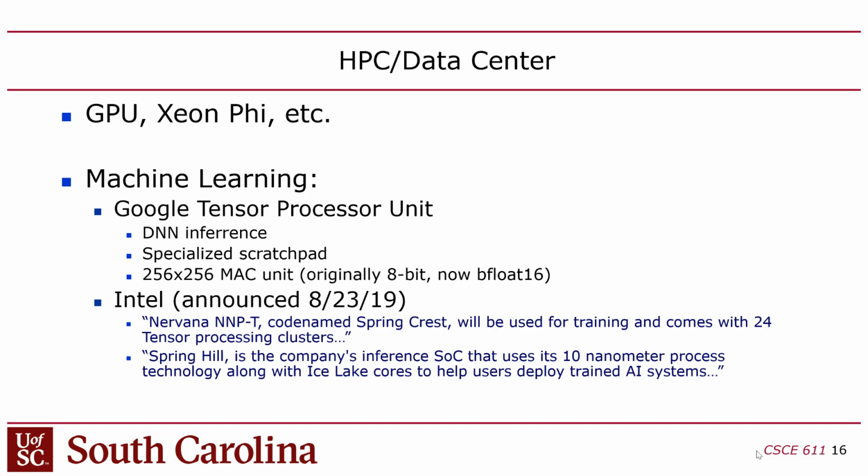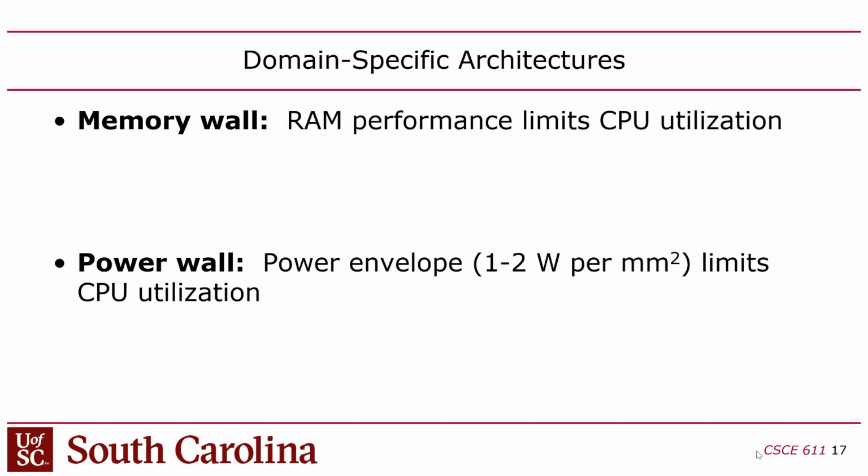So the CPUs basically just run the operating system. That's really all they do. They don't do any heavy lifting. And then in the data center, of course, everyone uses GPUs and various other types of accelerators.